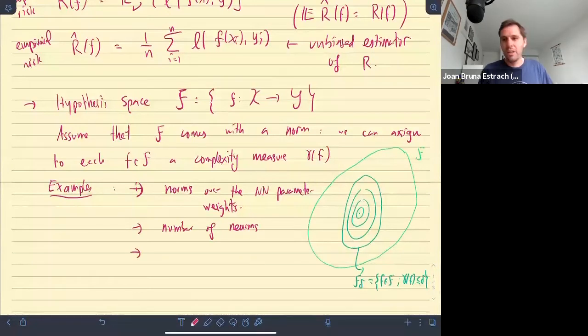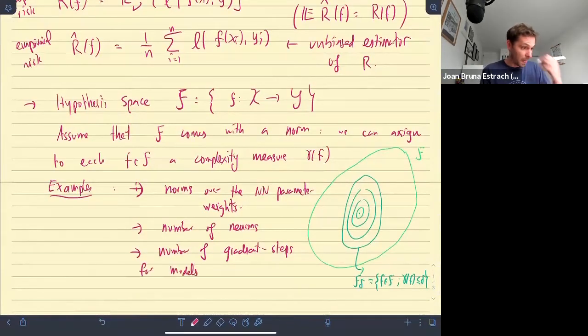Or, for people who are a bit more familiar with this problem, it could also be, let's say, the number of gradient steps for models f reached by gradient steps. In the sense that this notion of complexity can also have the learning algorithm incorporated inside, right? So imagine that any procedure might start here in the center. And so if I take many gradient steps, I may be able to reach more complicated functions than if I use fewer gradient steps. That could be one example.